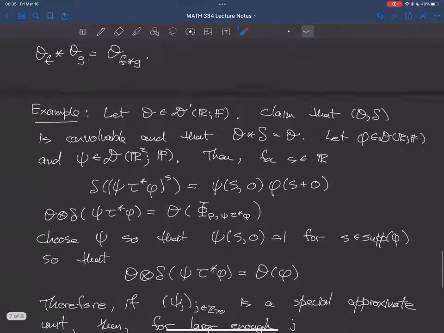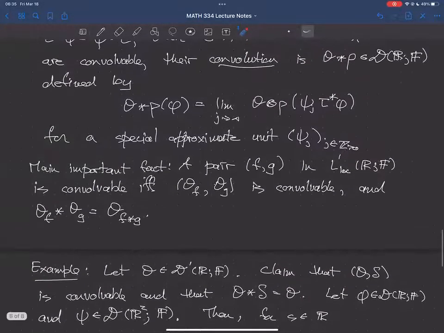All right, so let's now talk a little bit about some properties of convolution, apart from the one that I already gave here, which as I said before, to me is the most important one, which is that the convolution of distributions as defined here generalizes the convolution of functions.